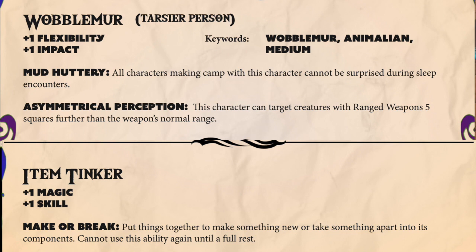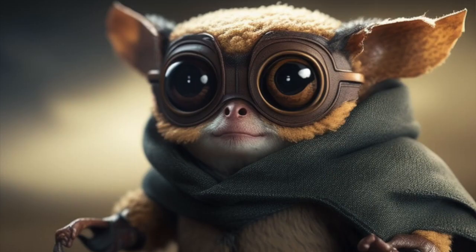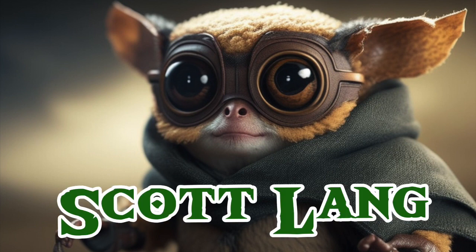So then, of course, when I went to the AI generator, it was perfect. And there he is, drinking a coffee, ready to put on the rest of the Ant-Man suit. So Wobblemur Item Tinker is going to be our match for Ant-Man.